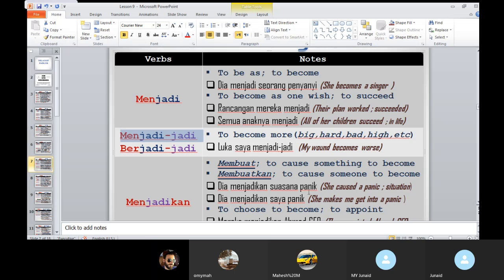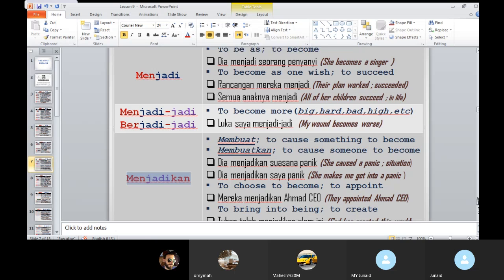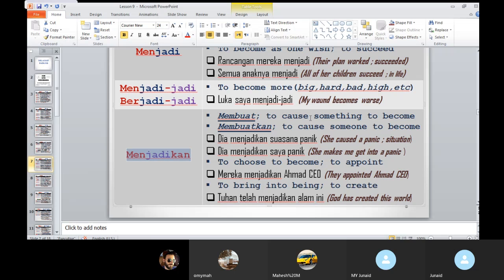We have menjadikan. The same meaning as membuat, to cause something to become. Dia menjadikan suasana panik means to cause something to happen or to become. So she caused a panic. Or dia menjadikan saya panik. She caused me, or makes me become, panicked.